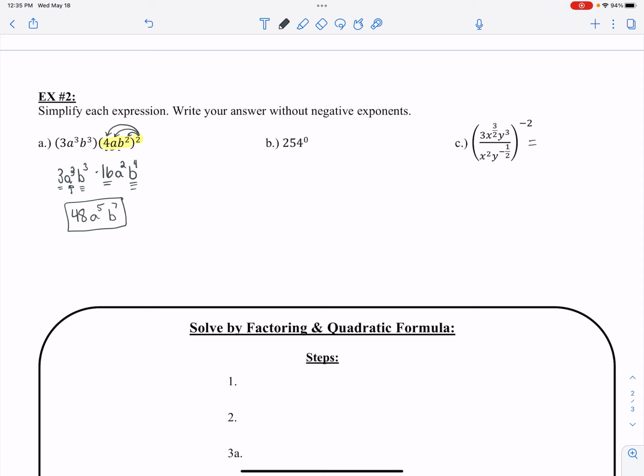B is a nice little quick problem. Anything to the power of 0 is 1. And then the last one, the monster problem, you have some choices. Some people might choose to work inside first and simplify and then take care of that power. And some people would choose to take care of the power first.